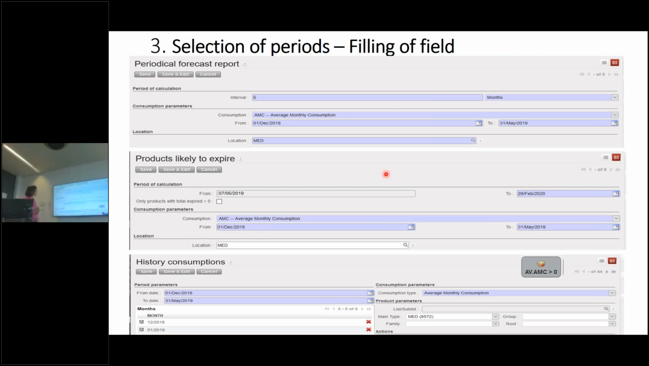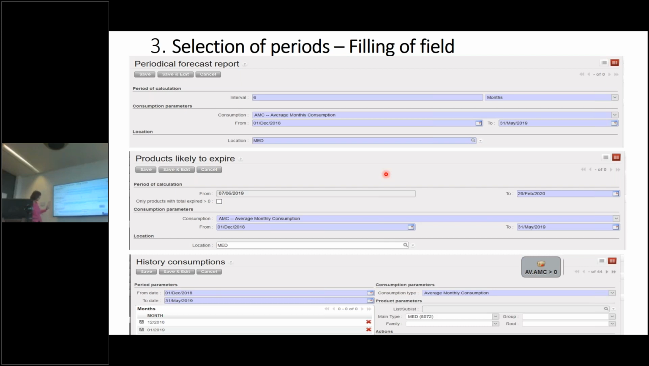Also, something very important here, you can see it's a print screen of 3 different functionalities: the projected forecast report, the products likely to expire, and historic consumption, to have my global AMC. Important is that the parameter AMC must be the same in the 3 reports.